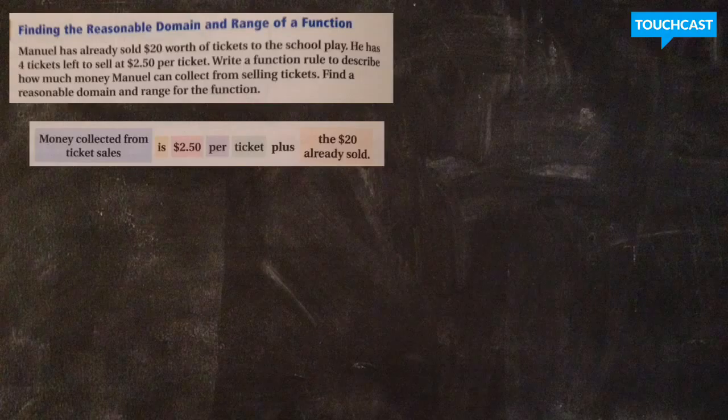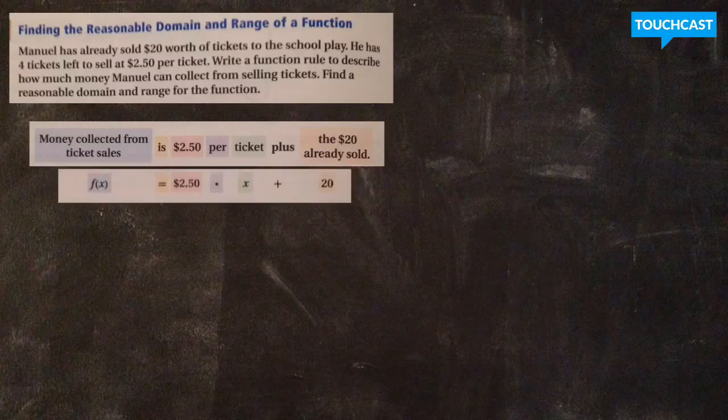Now we are writing this in function notation, so we're going to say that the money collected from ticket sales, f of x, is going to equal $2.50 times x plus 20. Or the money we collect as a function related to the number of tickets we sell is equal to $2.50 times the number of tickets we sell plus the $20 we've already collected.